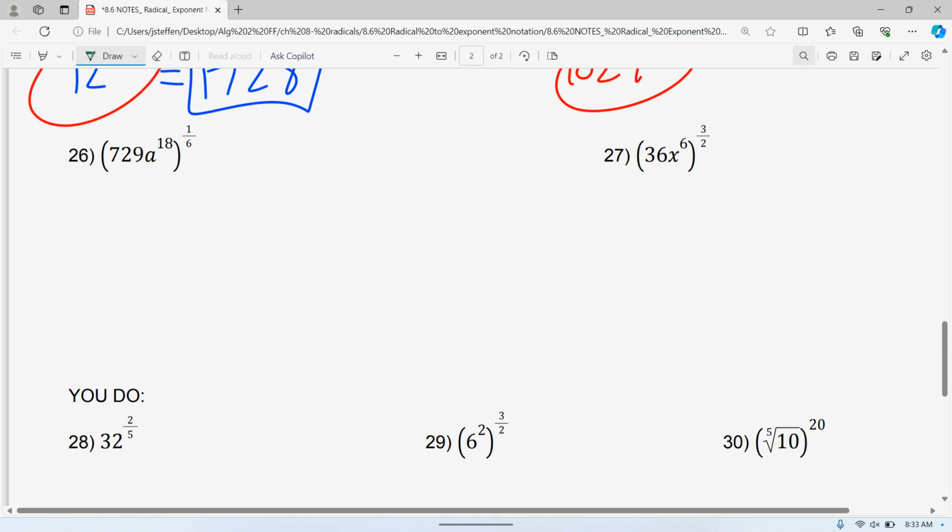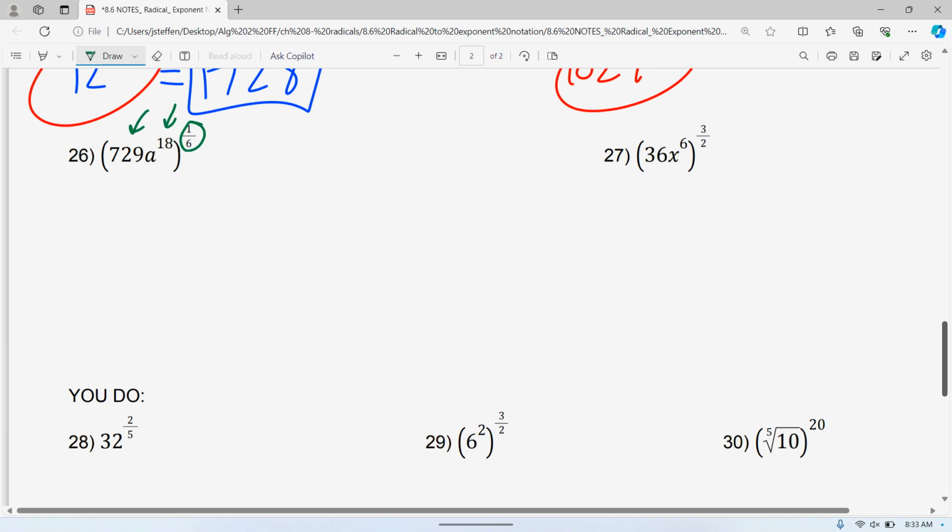Moving on to 26. Now we have two separate parts. We have the number 729 and the exponent, or your variable a to the 18. Or I guess I should say that's how I would look at it, two separate parts. And the reason is because when you have this exponent outside the parentheses, that goes to both the 729 and the a to the 18.